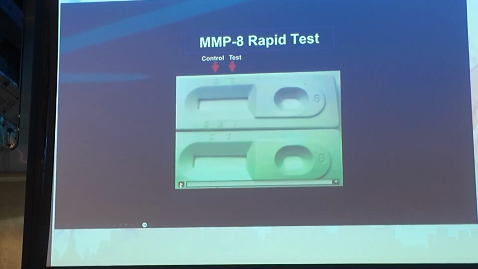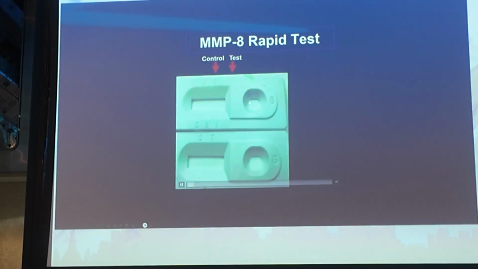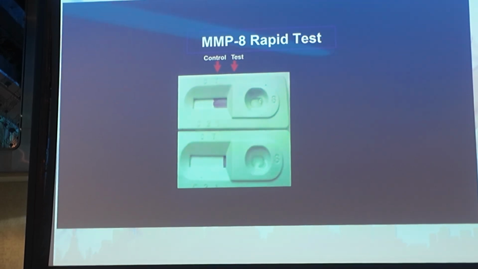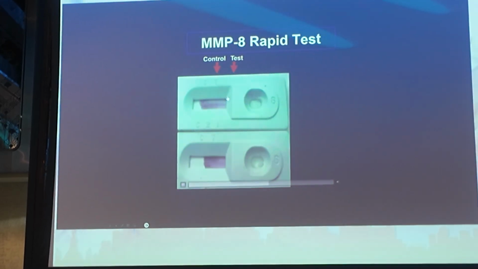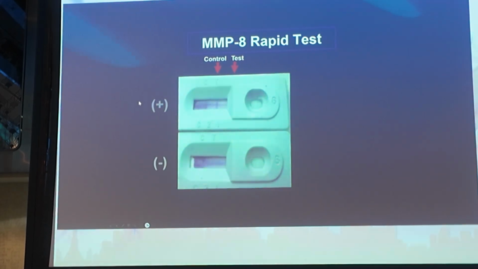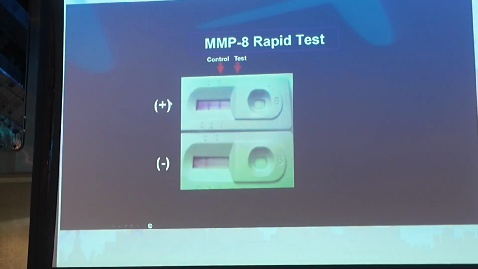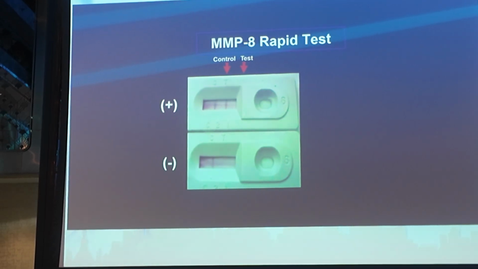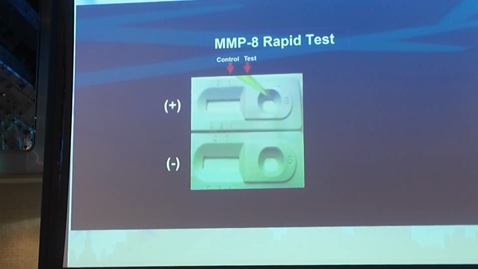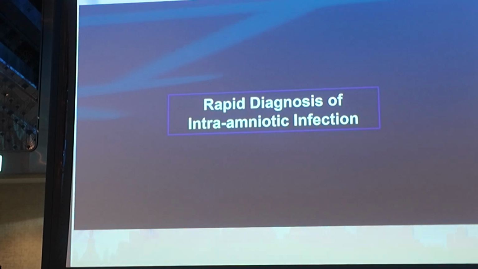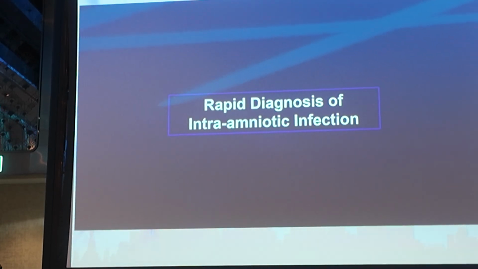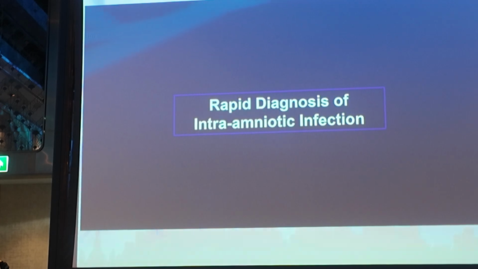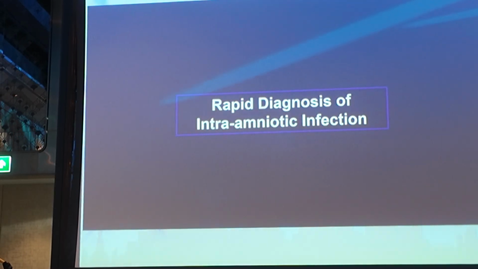It's simply that you put amniotic fluid here, and in 10 minutes, you can determine if there is inflammation of the amniotic cavity. This test is available in Korea from a company. I have nothing to do with the finances of this company. Now, this test has 80% sensitivity, a likelihood ratio of 18, so it's very important. It's a rapid way to diagnose intraamniotic inflammation.